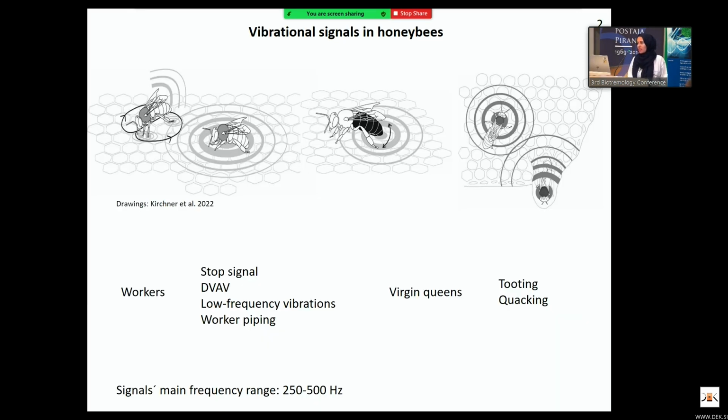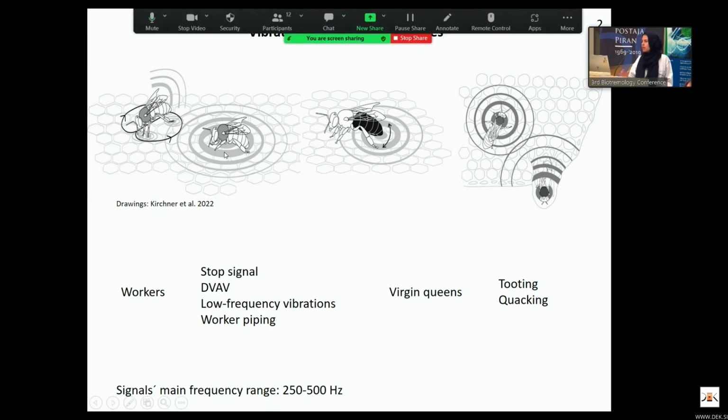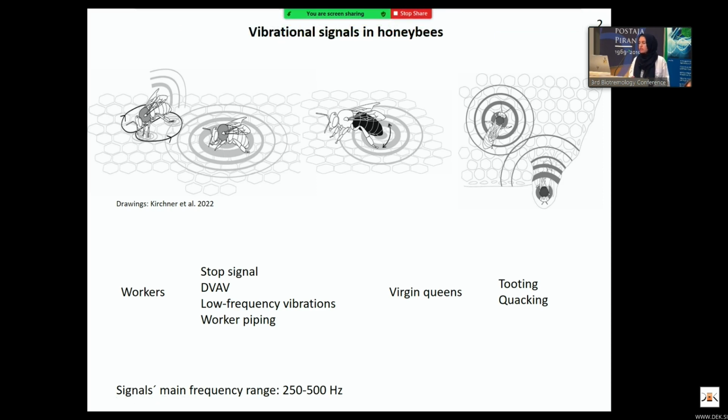So vibrational signals are widespread in honeybee communication. We already know some signals which are used by worker bees and by virgin queens. Here I have some examples for you. Starting, for example, from the top left, we can see a worker bee which is performing a stop signal. So she is communicating to the dancer that she has to stop recruiting other bees.